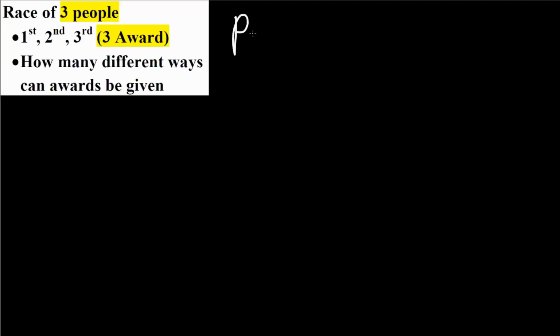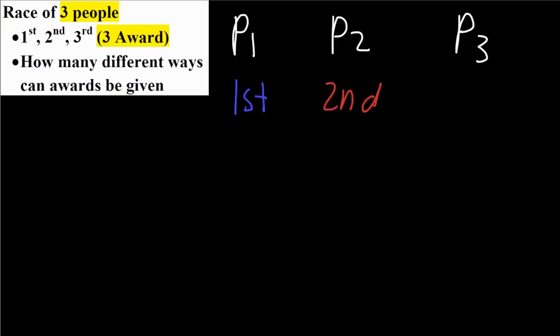So we have player 1, player 2, and player 3. So there's a first place award, a second place award, and a third place award. So we can say that player 1 gets first place. Then player 2 could get second place. And we can say that player 3 will get third place. This is one scenario that works. We could also say player 1 will get first place, but player 2 will get third place.